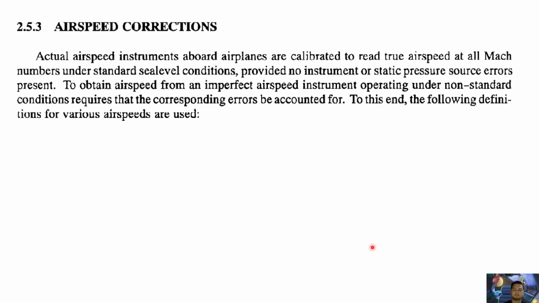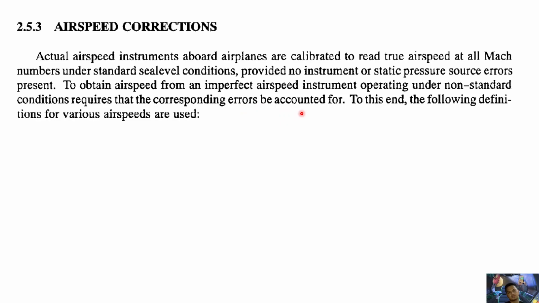The actual airspeed instrument aboard airplanes are calibrated to read true at all Mach numbers under standard sea level condition, provided no instrument or static pressure source errors present. To obtain airspeed from an imperfect airspeed instrument operating under non-standard condition requires that the corresponding errors be accounted for.